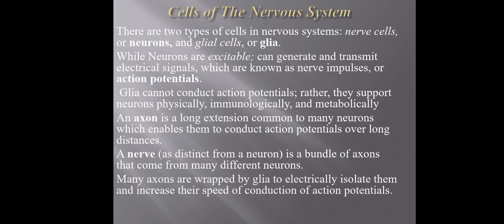So we talk about glia, neuron, and a nerve, and many axons are usually wrapped by glia to insulate them, just like we have insulating rubber covering an electric wire. Usually nerves are wrapped by glia like a myelin sheath, that are interrupted at intervals by nodes of Ranvier. They help to insulate the neuron and speed up the conduction of action potential along that neuron.